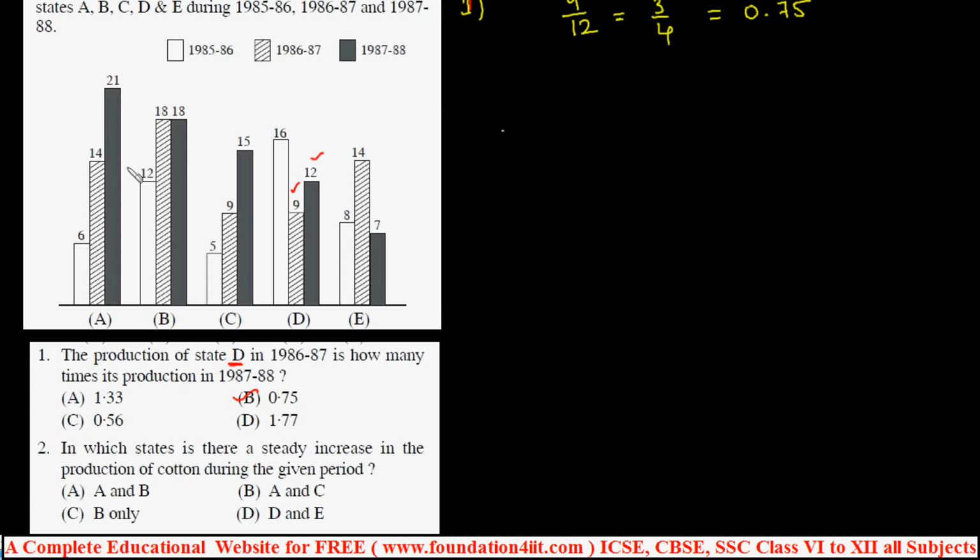Within the given period, 85-86, 86-87, 87-88, state A has 6, 14, 21 increasing, and similarly 5, 9, 15 increasing. But in state B it is a decrease and increase, an increase and decrease. So according to this, option B, because clearly there is a steady increase in production in A and C. Some questions we can answer directly by observing, without any calculations.